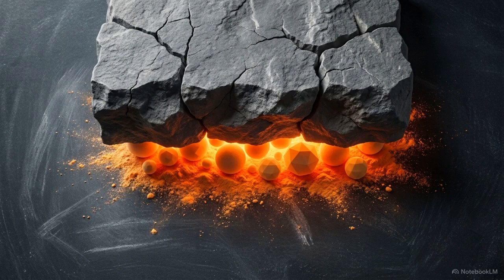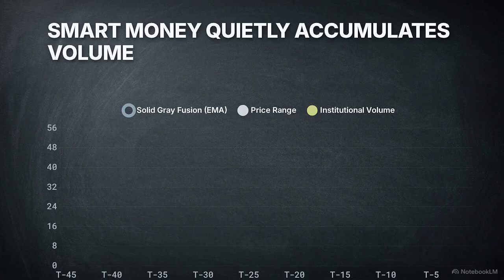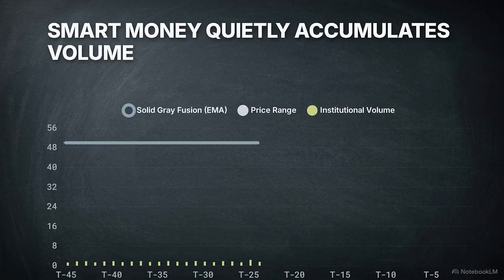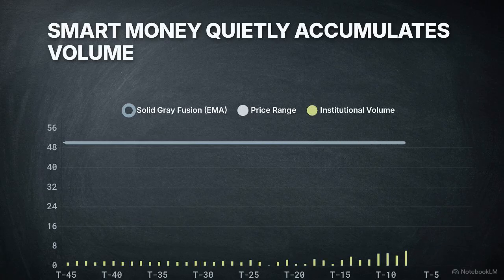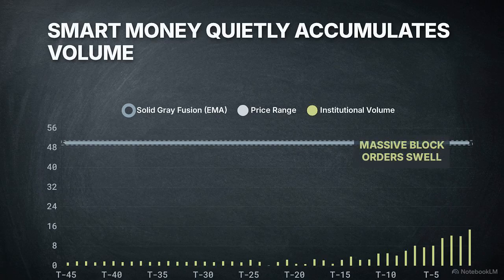The market must first be locked in a state of extreme order book equilibrium. On a chart, this equilibrium manifests as severe volatility compression. The moving averages fuse into a tight horizontal baseline. While price remains flat, the volume profile below swells, revealing large-scale block orders quietly accumulating contracts.